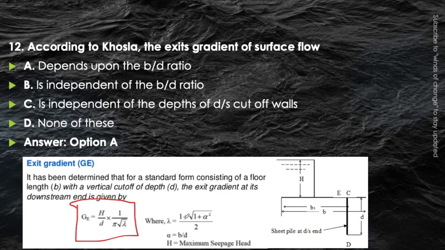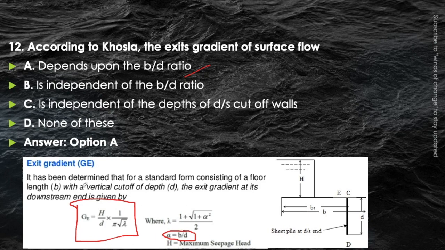Now where lambda is 1 plus under root 1 plus alpha square by 2, where alpha is B by D, that is B by D ratio. So the main component, that is the B by D ratio, from this lambda will be obtained, and from lambda we will obtain the exit gradient. That is why it will depend upon the B by D ratio. You can find it out here.